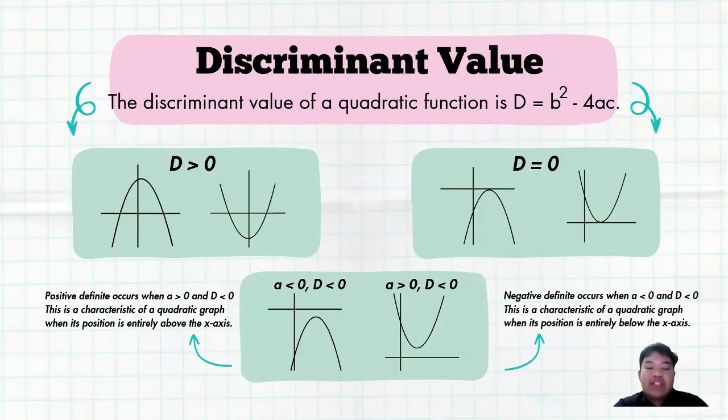All right, next we have the discriminant value. The discriminant helps us determine the number of real roots of a quadratic equation. The formula is D equals b squared minus 4ac. There are three possible cases. First, if D is greater than 0, the equation has two distinct real roots. Second, if D equals 0, the equation has exactly one real root. Third, if D is less than 0, the equation has no real roots. The discriminant also helps us understand how the graph intersects the x-axis.